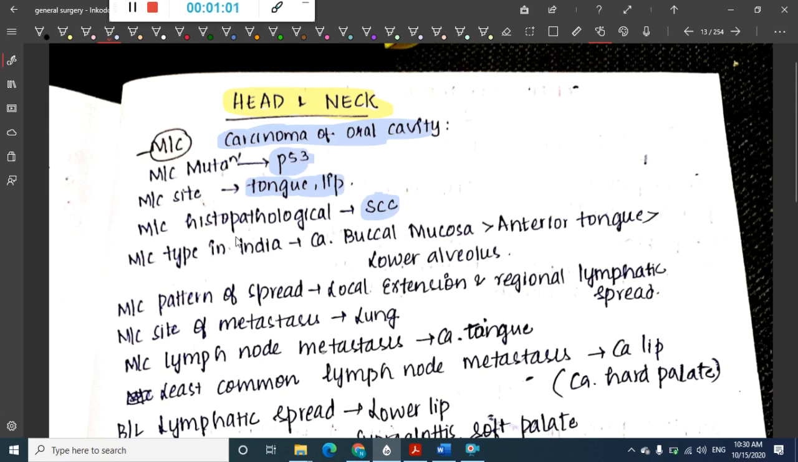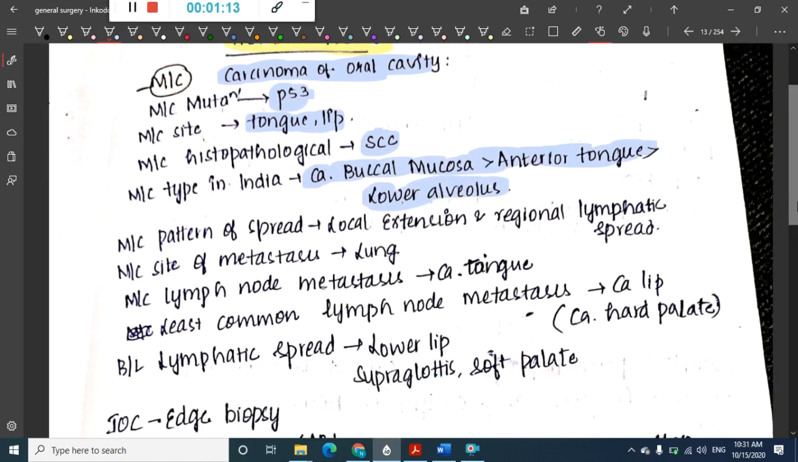Then we have the most common type of head and neck cancer in India, which is carcinoma of the buccal mucosa, followed by carcinoma of the anterior tongue, followed by carcinoma of the lower alveolus. What is the most common pattern of spread? Local extension is most commonly seen, and regional lymphatic spread is also seen.